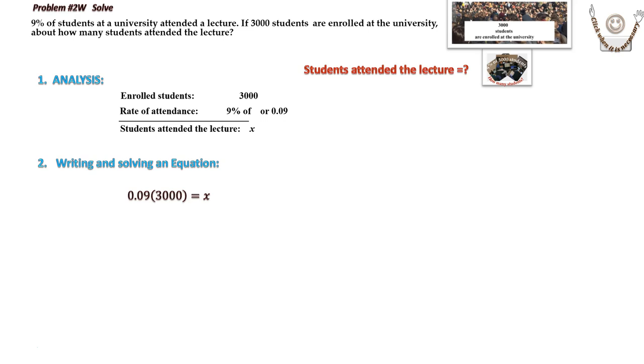We are looking for the amount. So 0.09 times 3000 is x. Using your calculator, you will see 270 is x, or x is 270. Next step would be checking. We have to replace x by 270 in our equation and check, is the left side equal to the right side? Yes. So now we are ready to write the answer.